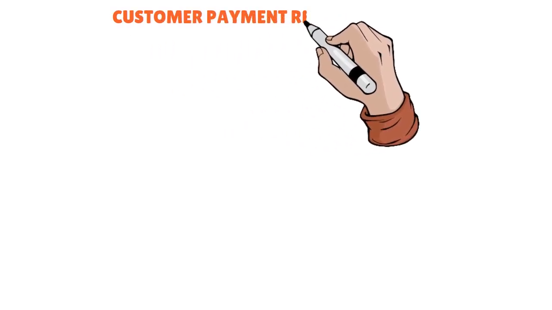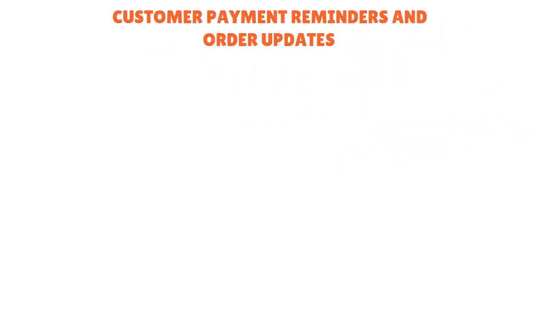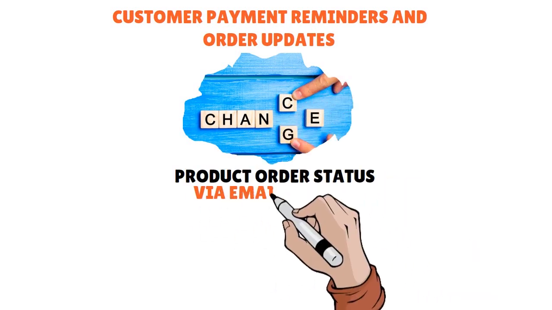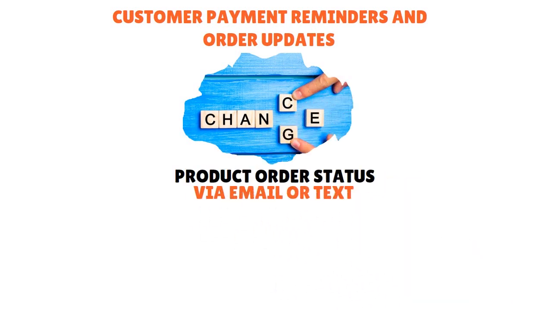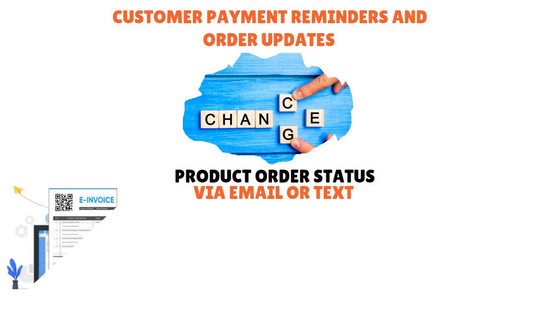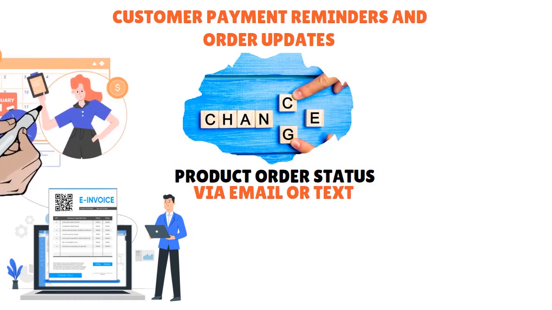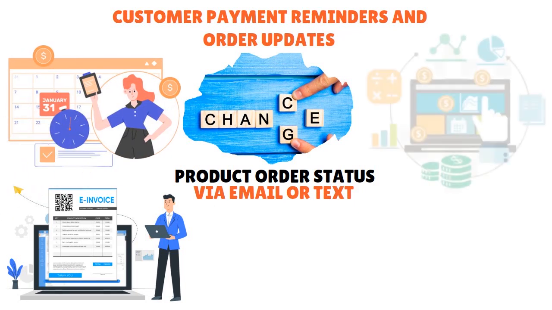You also have customer payment reminders and order updates. So ZarMoney includes a tool for notifying your customers of changes in their product order status via email or text. You can also save, print, or send reports detailing the customer's open invoices. And this actually doubles as a way to notify clients of overdue payments and manage your cash flow.